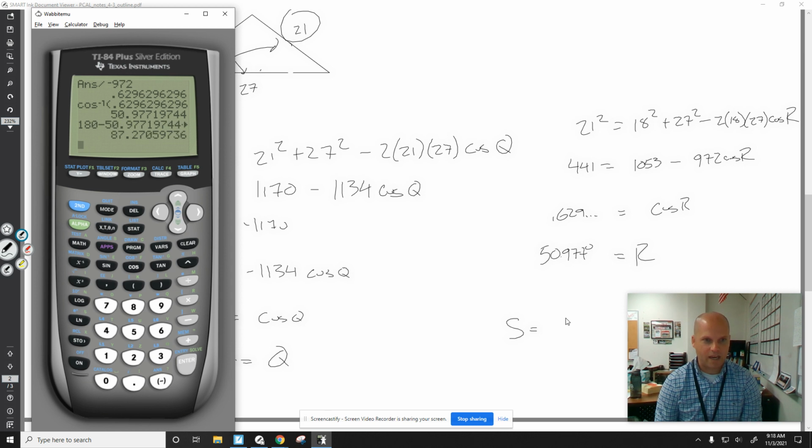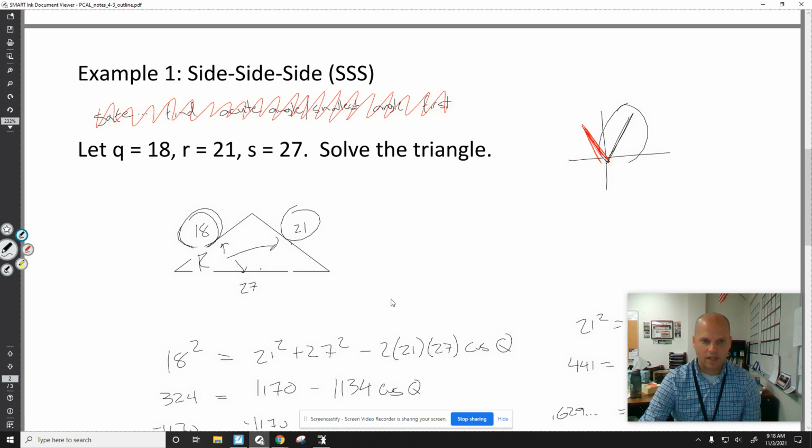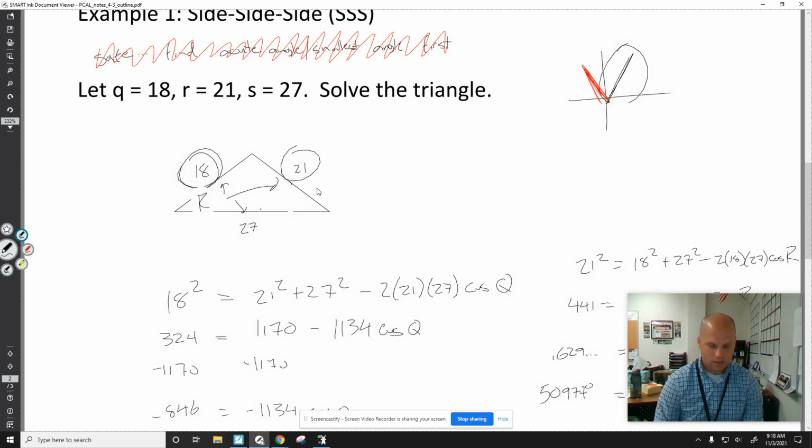And my third angle is 87.27. Now watch this. I can check that I've done everything correctly. Let's do the law of cosines with S. Let me show you how it's actually safe to use the law of cosines to find angles no matter what. If I start with S, my trident situation is like this.